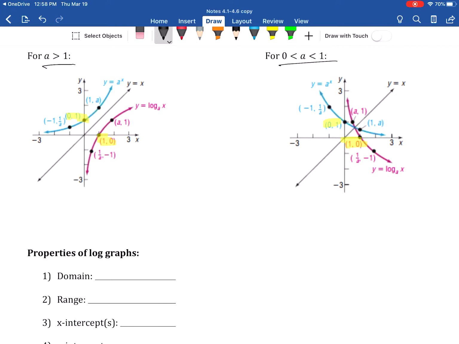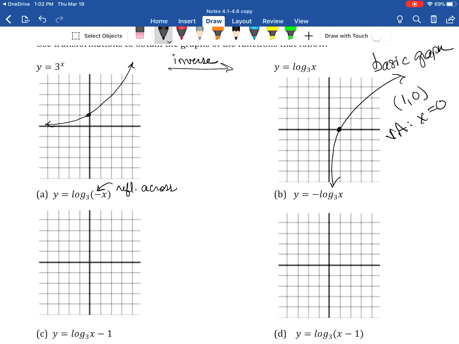All right, now use this log graph as your basic graph for the parts that come next. Use that basic graph. The ordered pair 1, 0 is crucial. The vertical asymptote is a line x equals 0. That's the y-axis. That's important for us to remember now when we graph our transformed graph in part A. This negative sign is a reflection, and this means reflect across the y-axis.